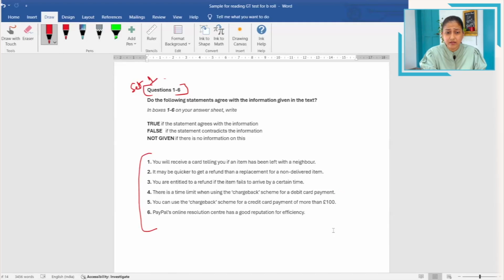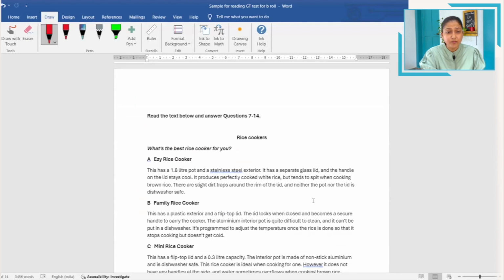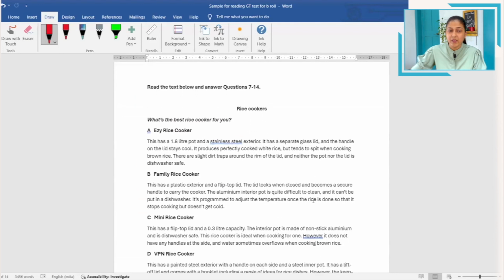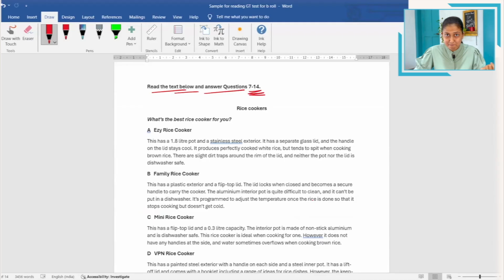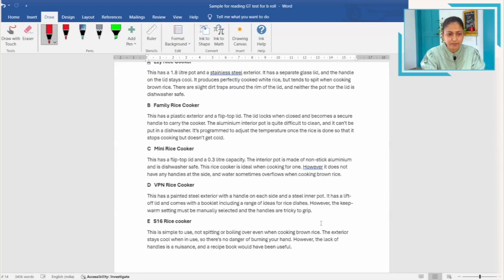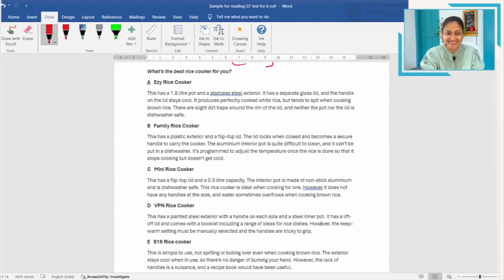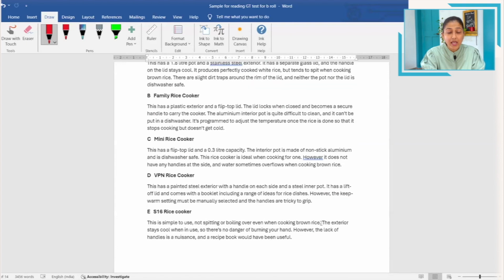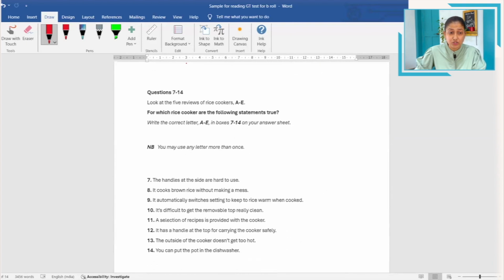Okay. Let us see what's there in the next text of the same section. So now this says read the text below and answer questions 7 to 14. Now here I would say section 1 will get over after I see the question number 14. Now this second text has again a heading. All right. Let's look at the length of it. Oh, okay. Again, pretty small, not like academic. And it has questions 7 to 14.